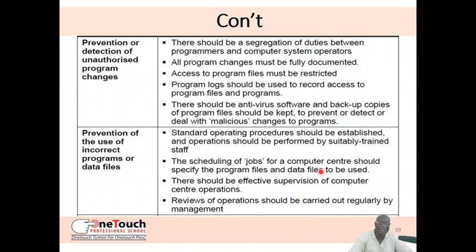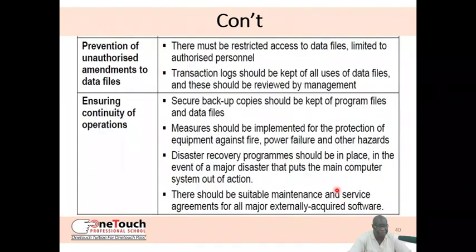They have internal auditors who what? Carry out their reviews on behalf of management and report back to them. Prevention of unauthorized amendment to what? Data files. Data files should not be what? Changed anyhow. So they are saying there must be restricted access to data files. Limited to what? Authorized personnel.